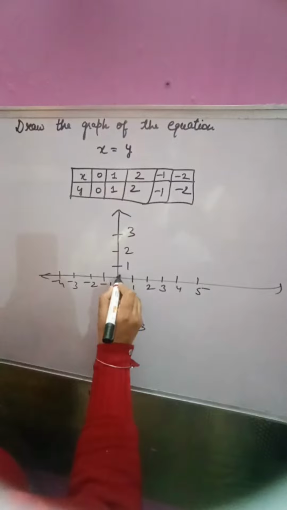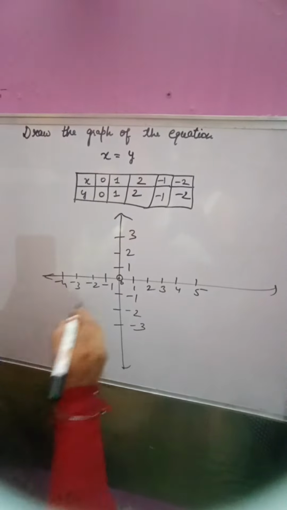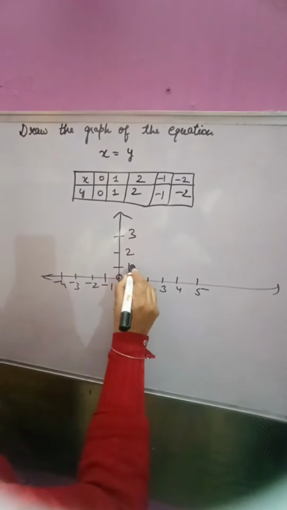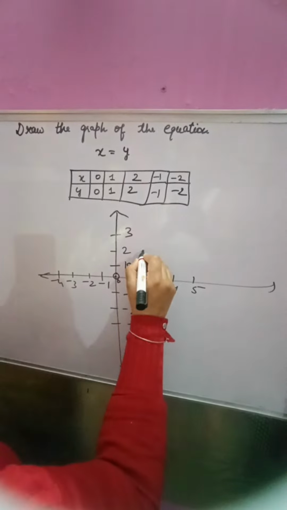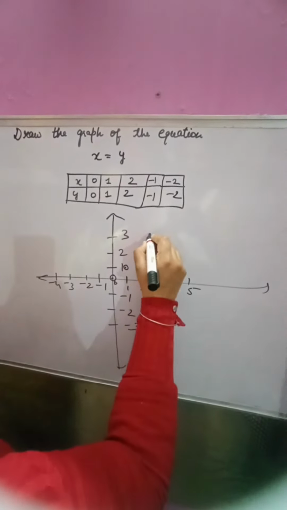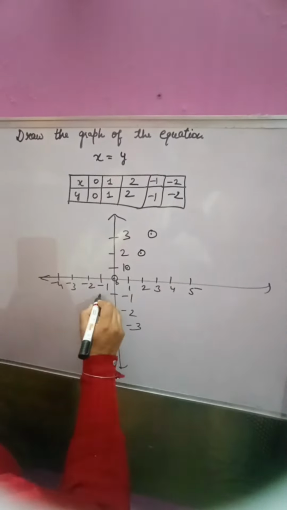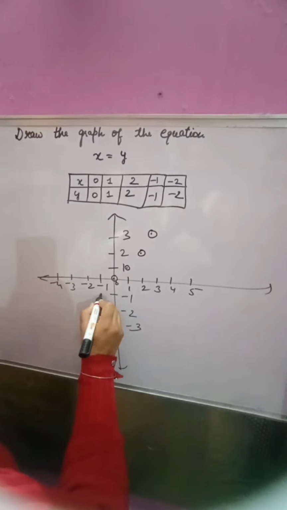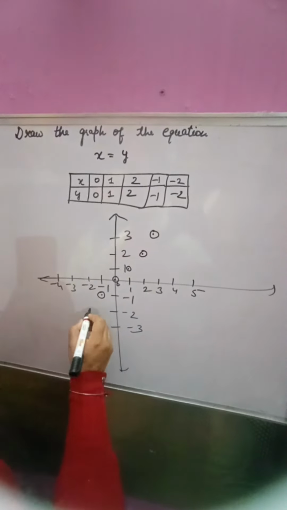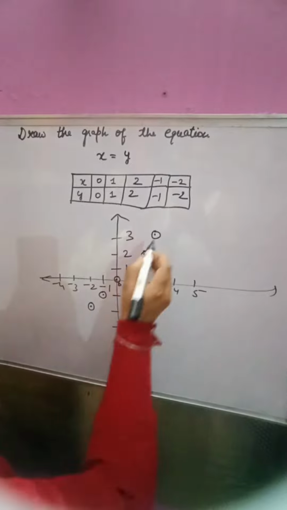When x is 0, y is 0, one point will be here. X is 1, y is 1, one point will be there. X is 2, y is 2, one point will be there. Like this, negative also. X is minus 1, y is minus 1, one point you will take here. X is minus 2, y will be minus 2, one point here.